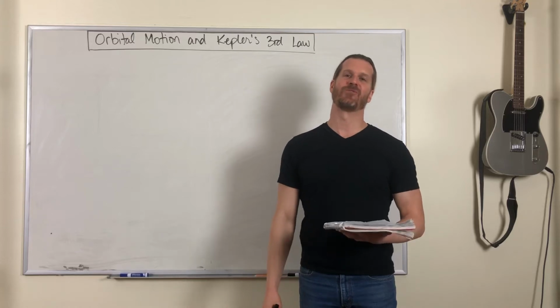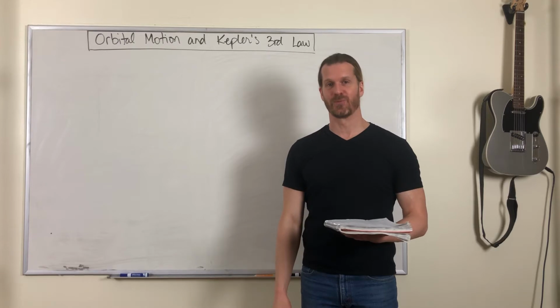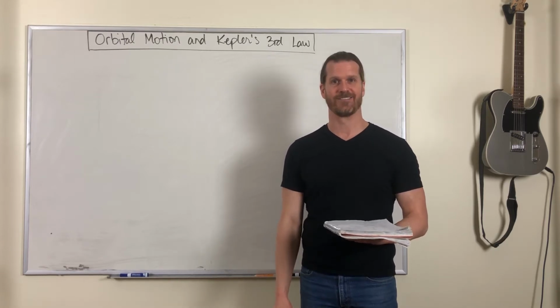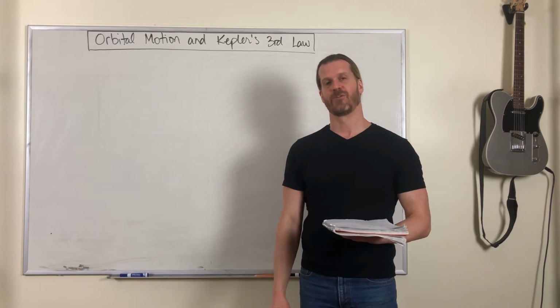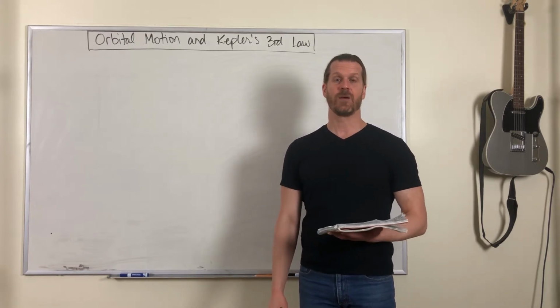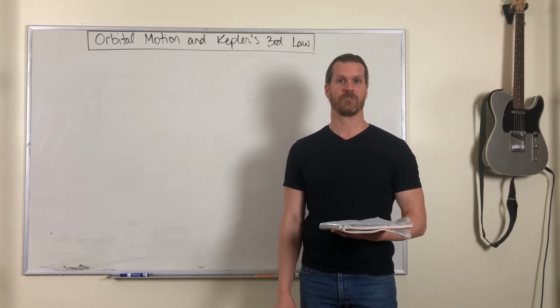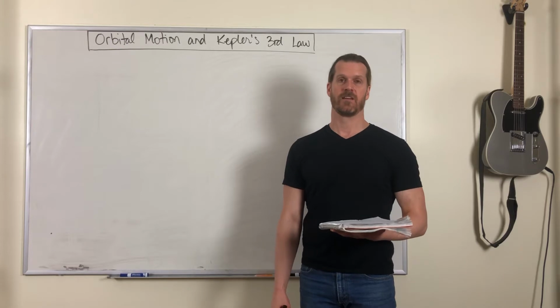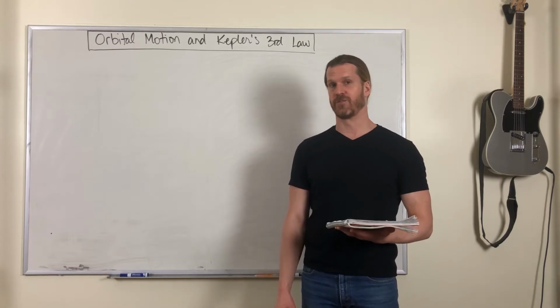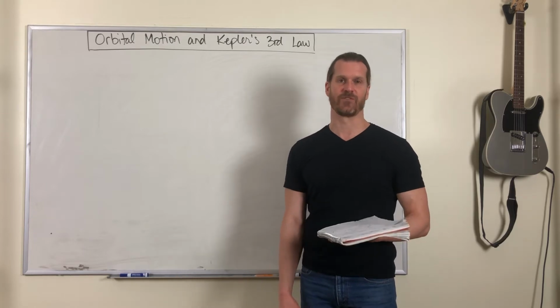Now it's time for one of my favorite topics in Physics 6, which is understanding orbital motion and deriving Kepler's third law of orbital motion for circular systems. So Kepler discovered three laws that govern the motion of orbits, and they're more general than what we're going to do in Physics 6 because they apply to elliptical orbits as well as circular.